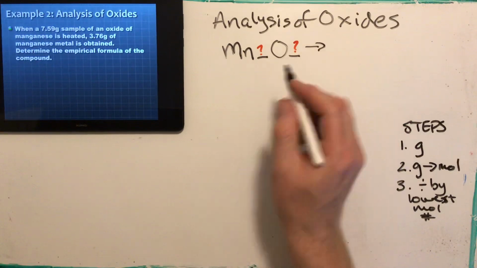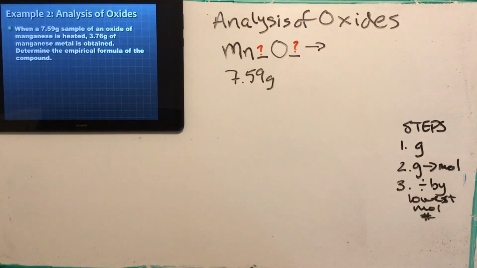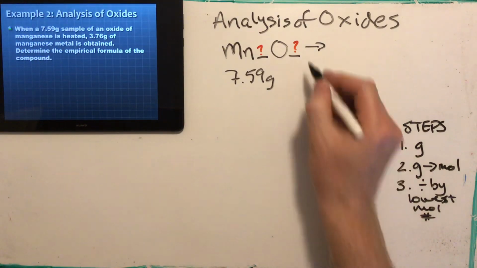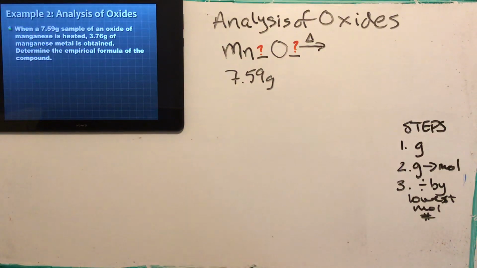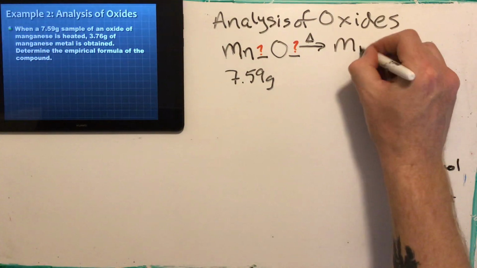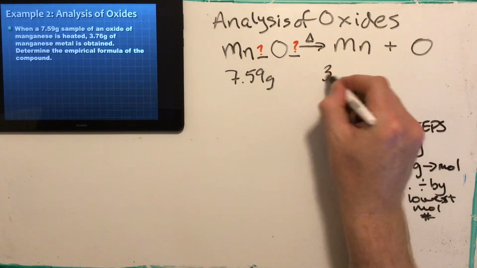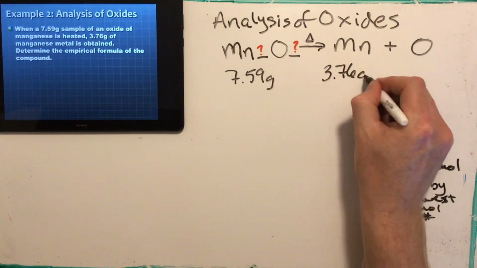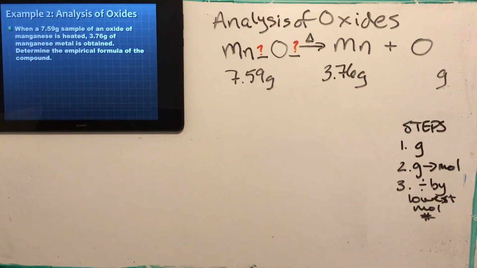All right. So it says a 7.59 gram sample of that. We heat it up. So it's a thermal decomposition. Put my little triangle in there for accuracy. And it says we get, obviously, manganese metal and oxygen. And the manganese is 3.76 grams. That would be a solid, easy to weigh. The grams of this we don't know because it goes in the atmosphere. It wasn't given in the question.